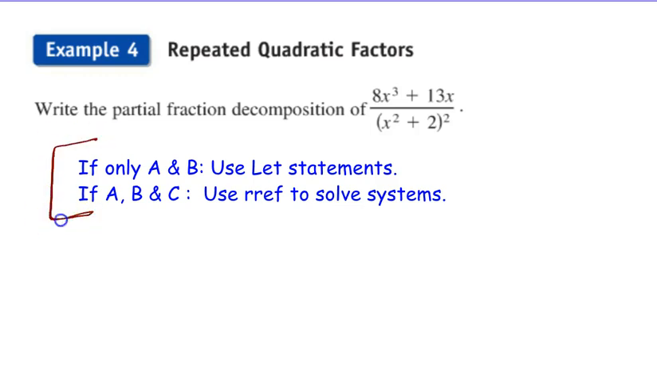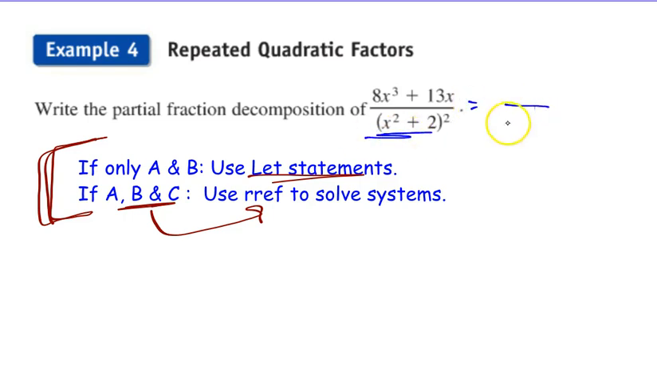A student once told me, if you only see A's and B's, try some let statements. But if you see A, B, and C, try to write equations and do that RREF. I don't know if that's proven or if that's true, but that's what one student told me that they always do. I haven't looked into that long enough to figure out if that's actually true or not.